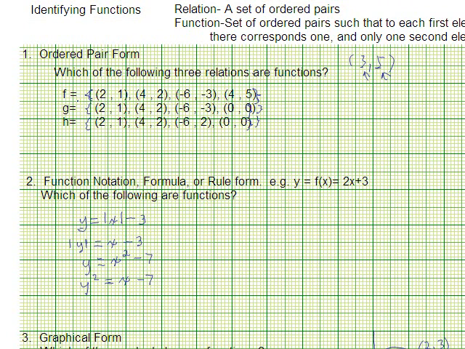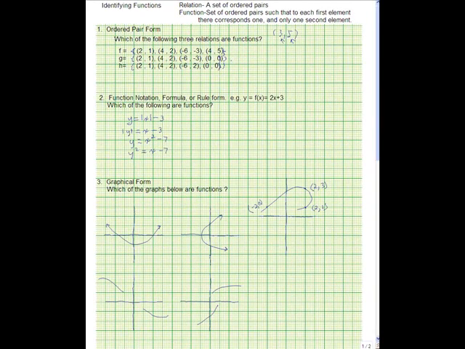So if you look down here at F, G, and H, F has 4 ordered pairs, so does G, so does H. Each of those is a set of ordered pairs, so each of those is a relation. Now the question is, are any of these functions? A function is a particular set of ordered pairs. A function is a set of ordered pairs such that to each first element in the pair there will correspond one and only one second element.